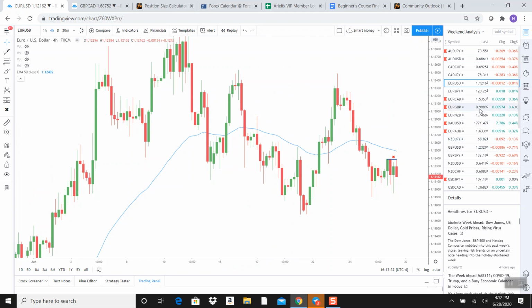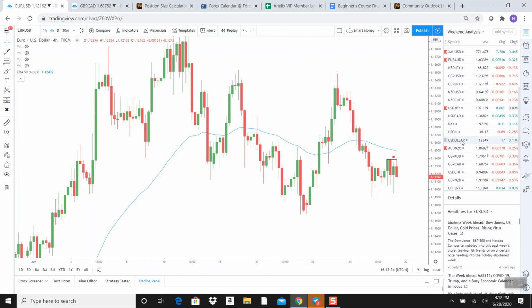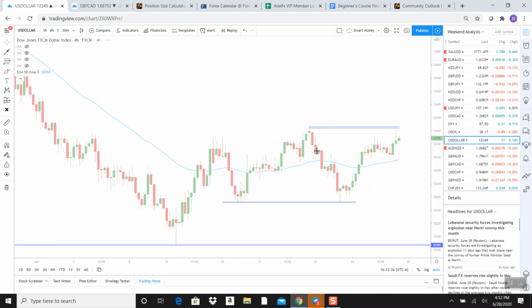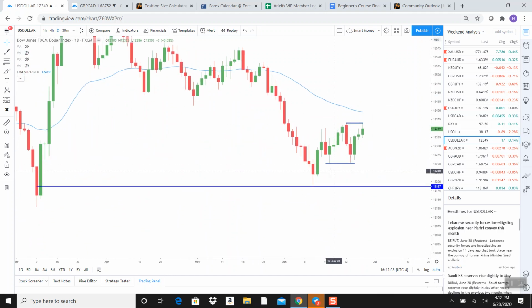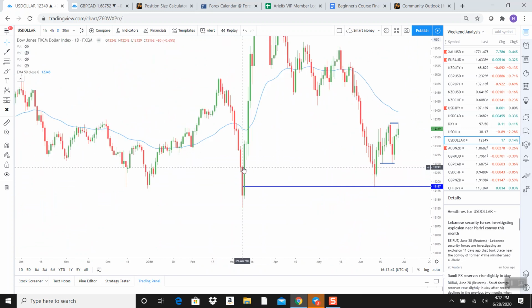The next one I want to go over is on the dollar index, right here on the daily time frame. It's easily identifiable: 3 pins, 1 pin, 2 pin, 3 pin, shift. It also reacted off of a significant level, and this one we'll go over more in depth, along with smart money types of entries and concepts, in the advanced course.